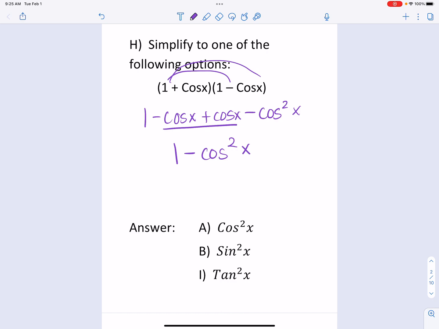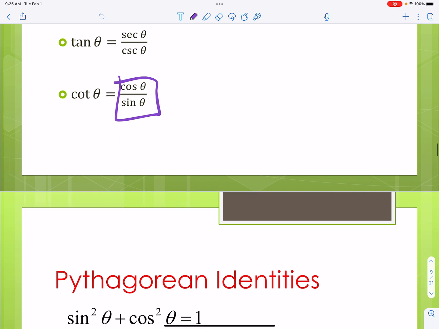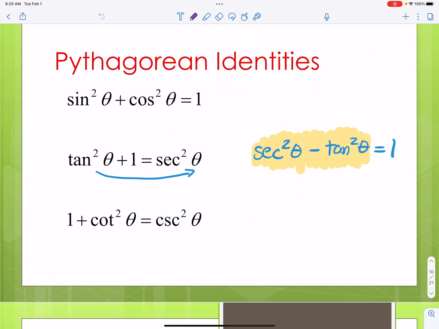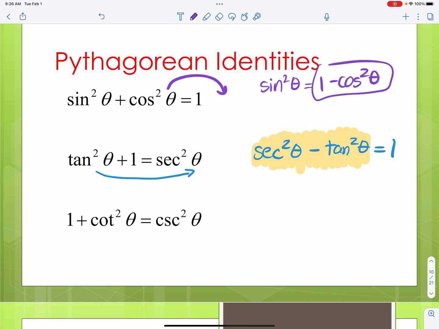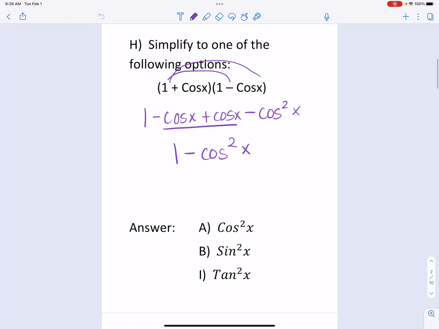So again, I'm going to go to my page that has my ratios, and it's 1 minus, okay, I don't have 1 minus the cosine squared, but I could make it. Right there, 1 minus the cosine squared is the sine squared. So if I go into here, 1 minus the cosine squared is the sine squared of x. So my answer is B.